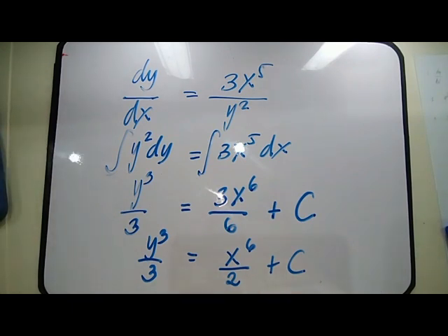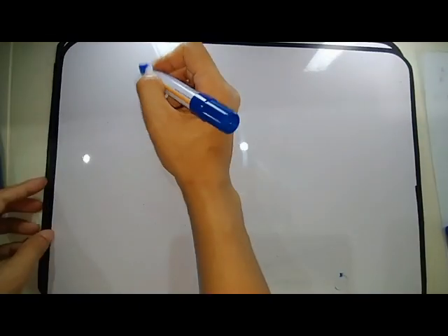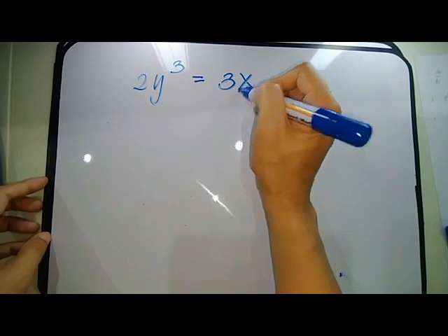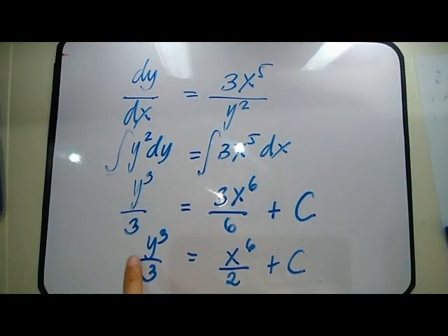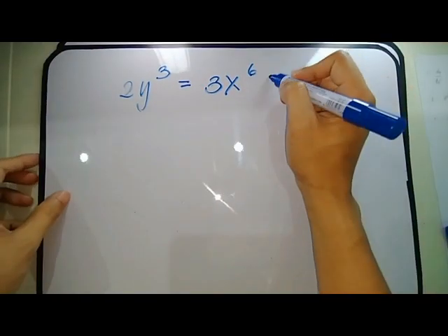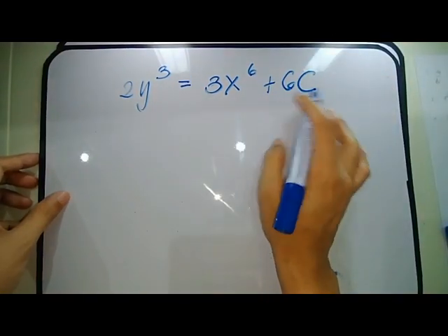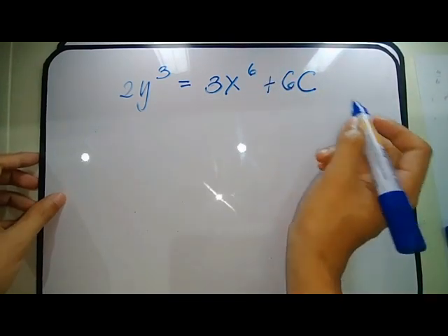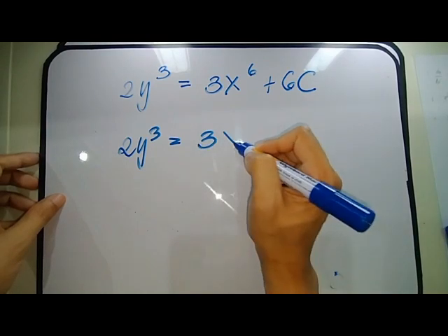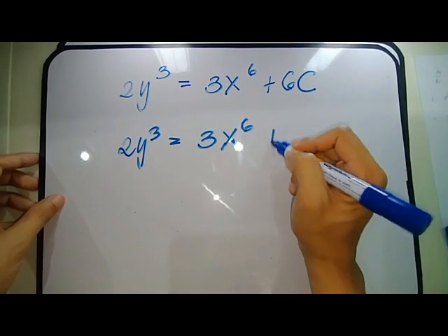So we multiply 3 and 2 to both sides. You multiply 6. You have 2y cubed equals 3x raised to 6. So we have multiplied the 2 and 3, or 6, to both sides so that the denominator cancels. So we have here plus 6c. But 6c is just still a constant. So you need to reduce this to 2y cubed equals 3x raised to 6 plus c.